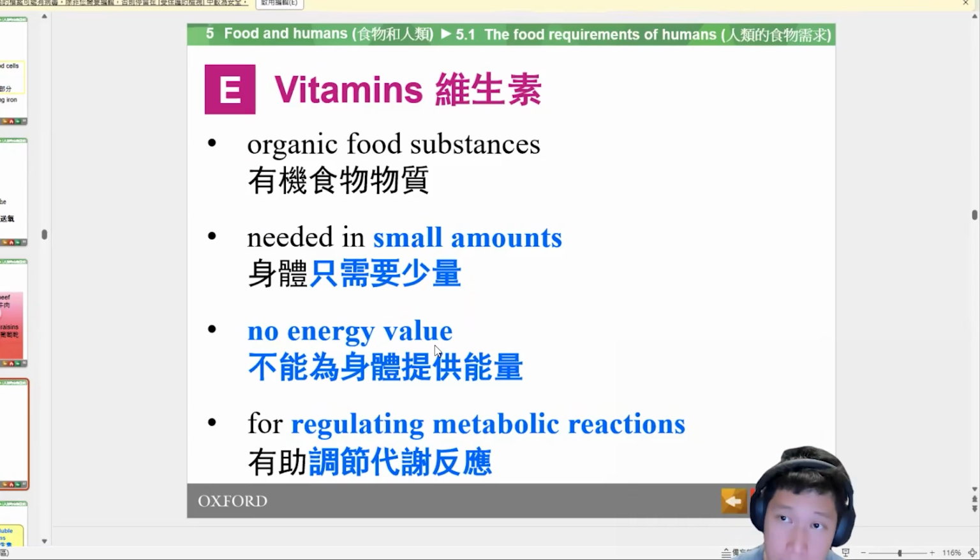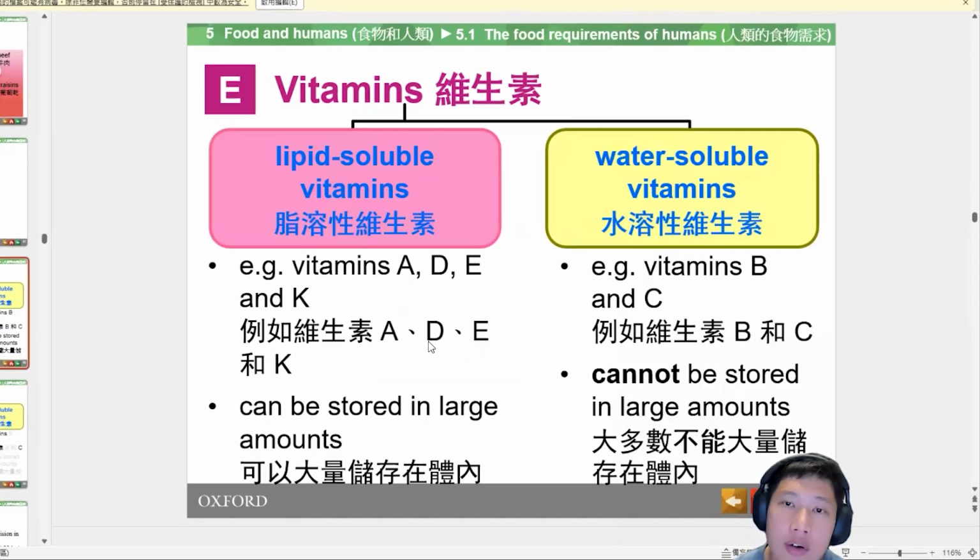We call it the vitamins. Vitamins are an organic food substance, but our body only needs a small amount because they do not carry any energy value. They mainly help us to regulate the metabolic reactions. Vitamins are divided into two types: lipid soluble and water soluble. For example, vitamins B and C are water soluble.